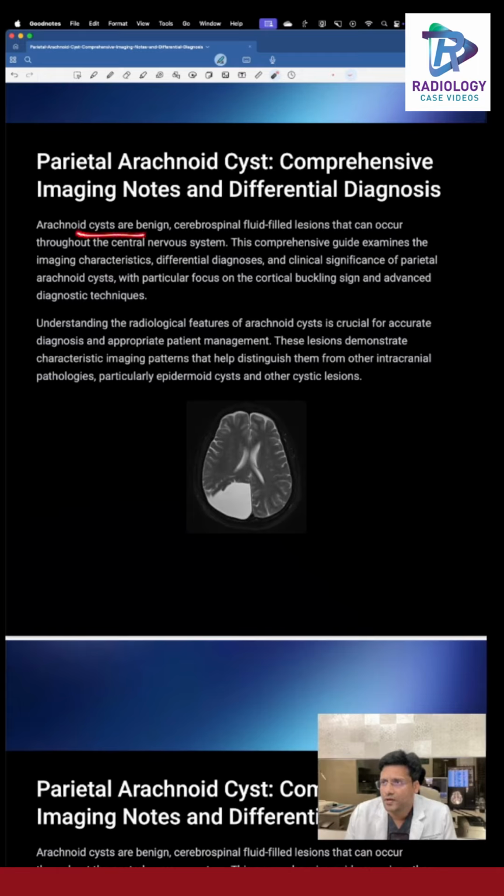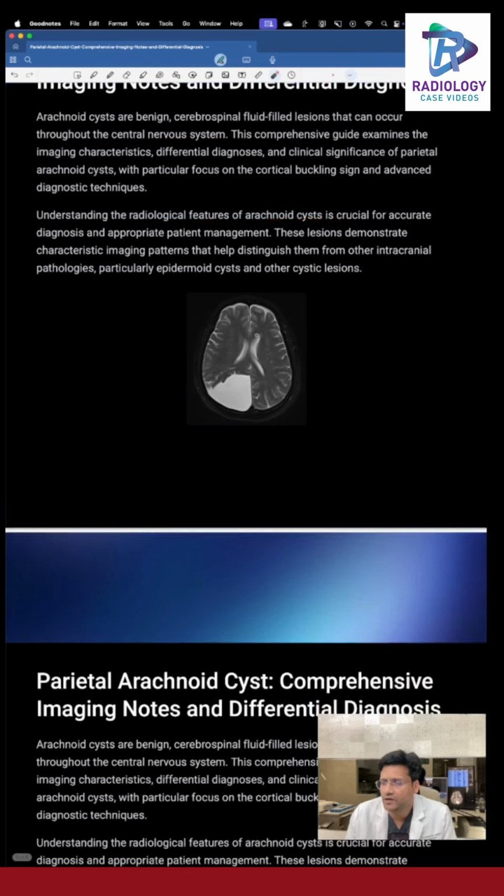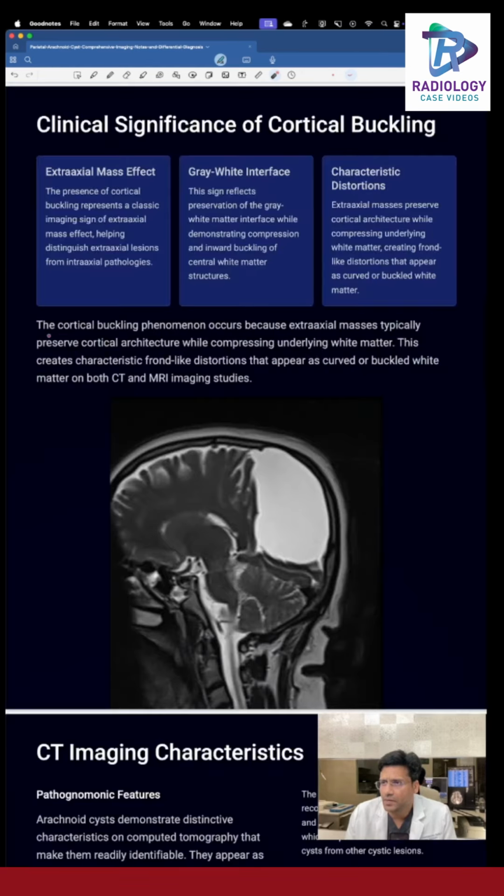Arachnoid cysts are benign cerebrospinal fluid containing lesions. They occur throughout the central nervous system. Understanding the radiological features of arachnoid cyst is crucial for accurate diagnosis. The cortical buckling phenomenon occurs because they are extraaxial masses, which typically preserve the cortical architecture while compressing underlying white matter. This creates characteristic frond-like distortion, which was very well seen in my case, that appears as curved, buckled white matter.